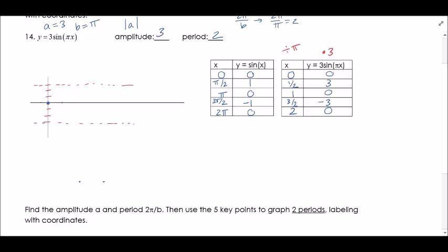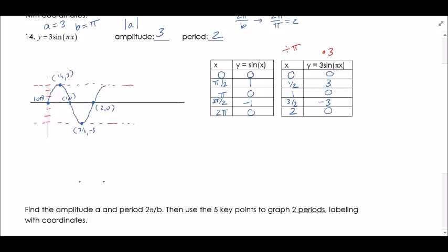And then I will show my zeros, and in between those I'm hitting the maximum and the minimum. So here's my (0, 0), (1/2, 3), (1, 0), (3/2, -3), and (2, 0). And then there's my curve from there.